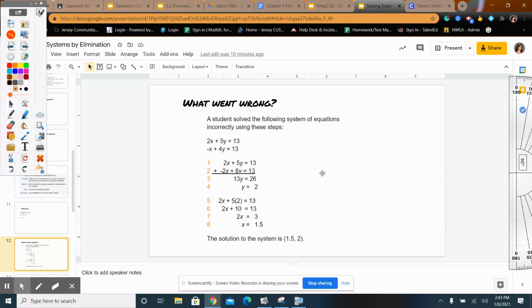A student was solving a system of equations and he made some mistake. So here's what he had, and it looks like he did first. It looks like he wants to get rid of the x's, so it looks like he was multiplying everybody by 2. So he has the negative 2x, there's the 8. What did he not do? He didn't multiply the 13 by 2. You have to multiply both sides of the equation, not just the left side.